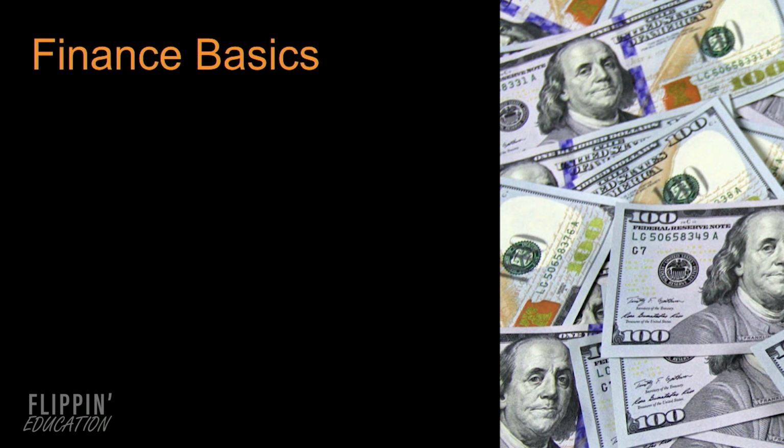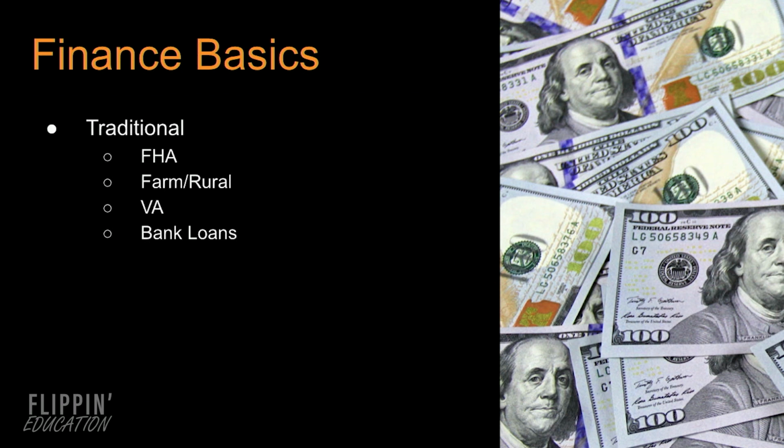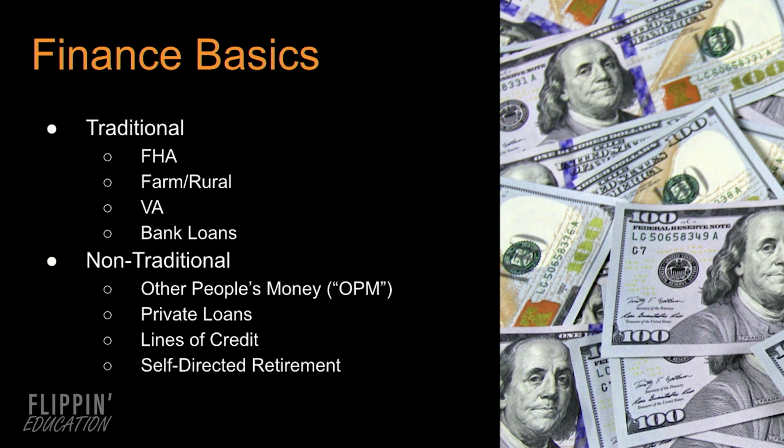You've got a couple of different ways that you can fund your investment rental properties. One of the most famous ways is the traditional form of financing, which is your FHA loan, your conventional loans, your mortgages. You've got farm and rural loans that you have access to. You've got VA loans, which is your Veterans Association loans that you have access to if you're a military veteran. You've got your non-traditional ways, other people's money, or OPM as we call it in the industry. You've got your private loans, your lines of credit, and your self-directed retirement plans, all of which we are going to be talking about throughout this module. So let's dive in and talk about traditional financing.